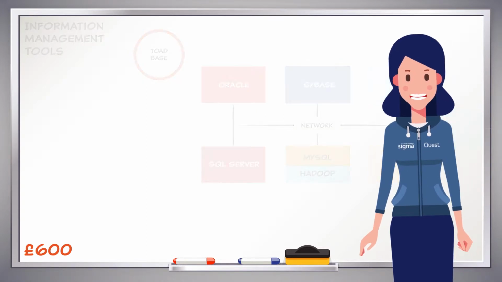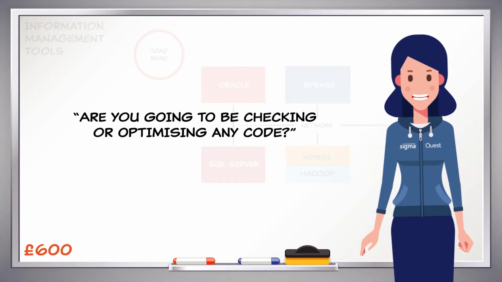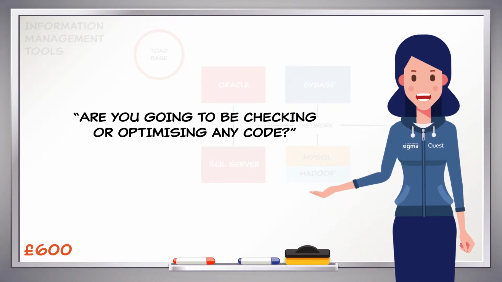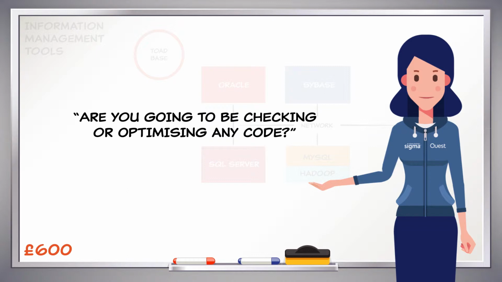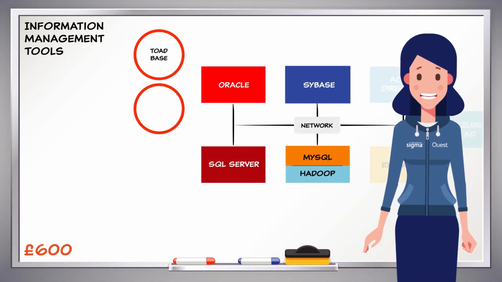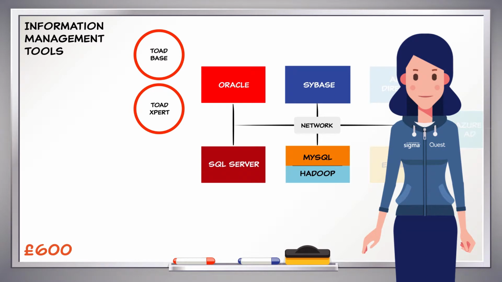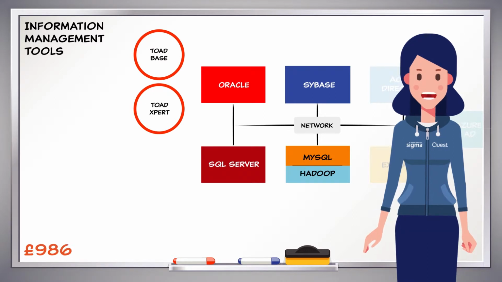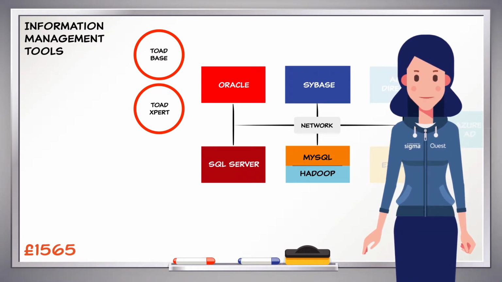Your key question as a reseller is to ask whether the end user is looking to do some degree of code checking and code optimization. So they're writing an application using an Oracle backend and they are looking to check the code that they are writing. If they do, then it's a Toad Expert requirement. Expert will almost triple the revenue that you can make on Toad.